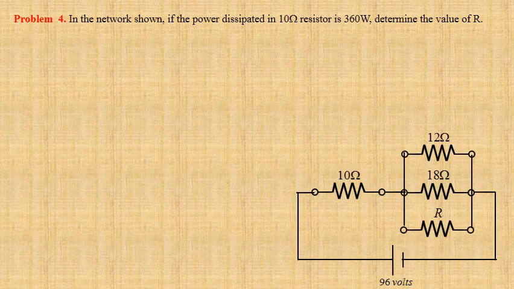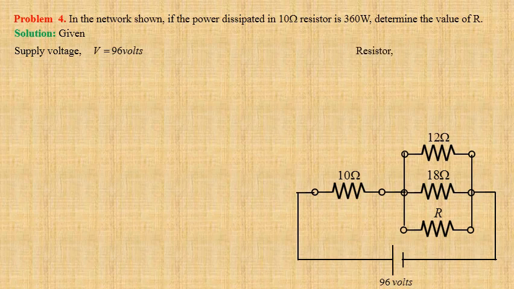In the network shown, if the power dissipated in 10 ohm resistor is 360 watts, we have to determine the value of unknown resistor R. Let us first write down the given data. Supply voltage V equals 96 volts. Let the resistor R1 be 10 ohm, resistor R2 be 12 ohm and resistor R3 be 18 ohm.